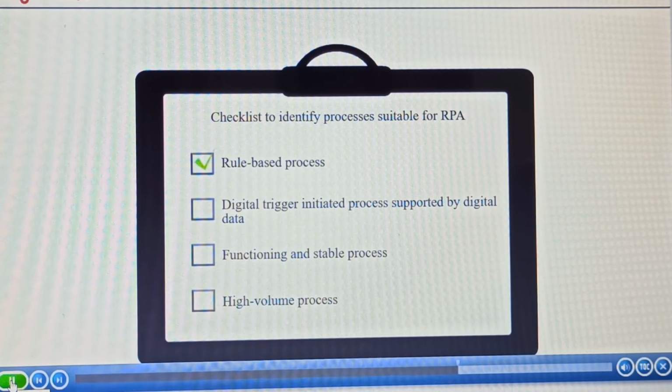The process should be rule-based and not dependent on human judgment. It should be initiated by a digital trigger and should be supported by digital data. It should be functioning and stable. The process could involve large volume of executions. In fact, the higher the volume, the more the reason for automation.